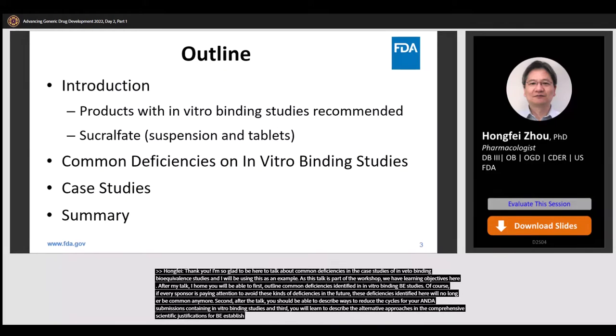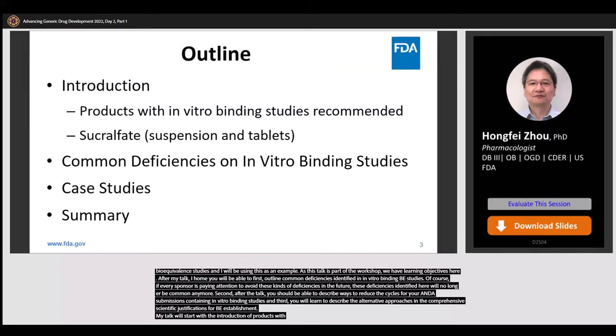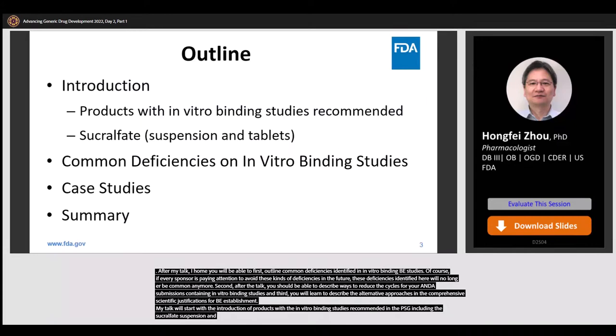My talk will start with an introduction of products with in vitro binding studies recommended in the PSG, including the sucralfate suspension and tablets, followed by common deficiencies and case studies, and then end with a summary.